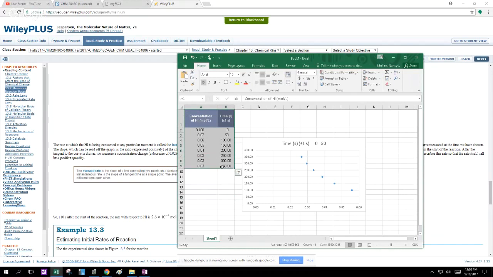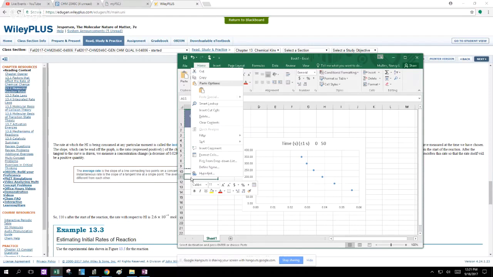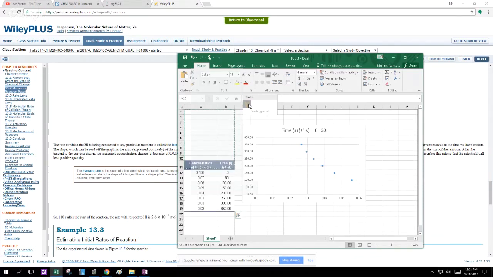So here's another magical trick. I'm going to cut. I'm going to come down here, right click and paste special.